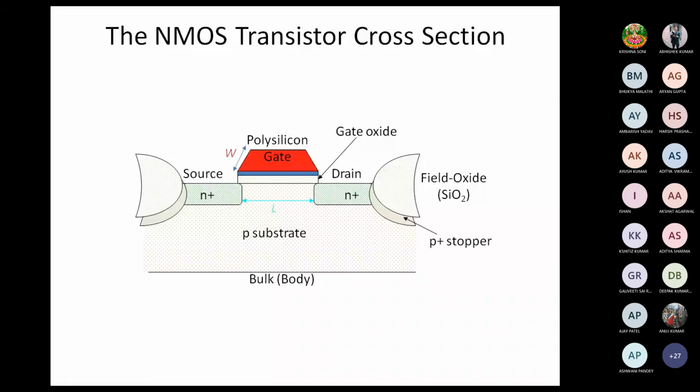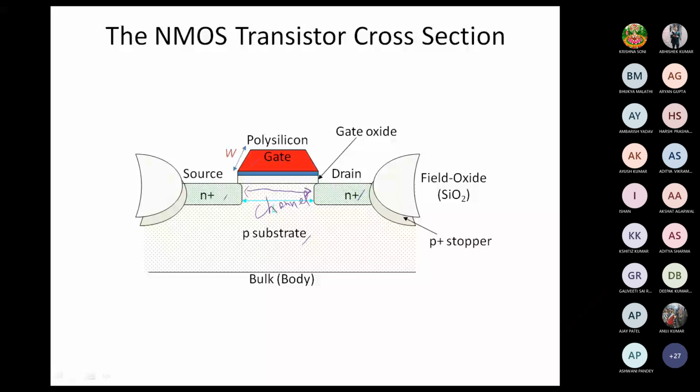Here it shows the cross-sectional view of this same transistor. On the P substrate, we have N plus source and drain. The gate, which was generally seen, has a width and a length. The length may be almost equal to the channel length. So this is what the channel is: the channel is the region between the source and drain.